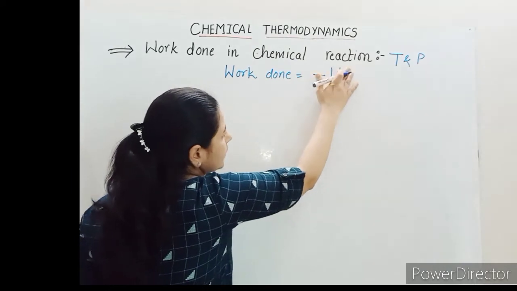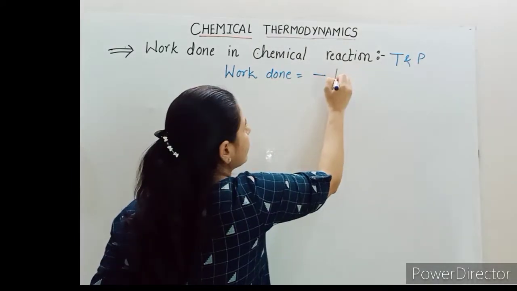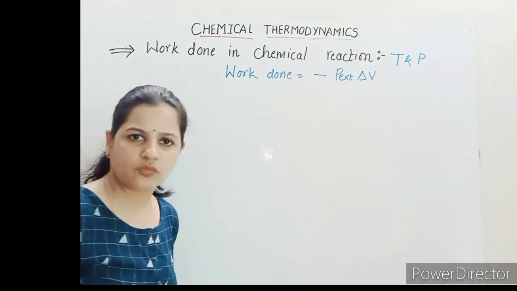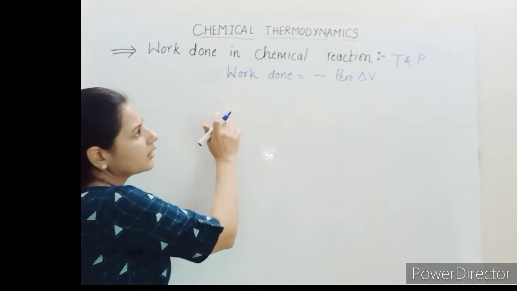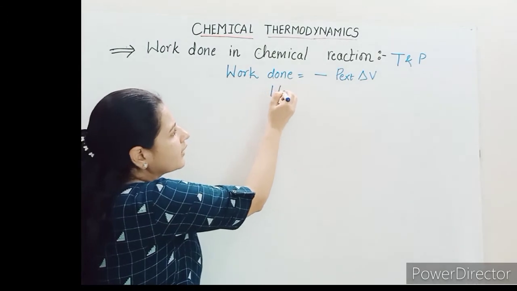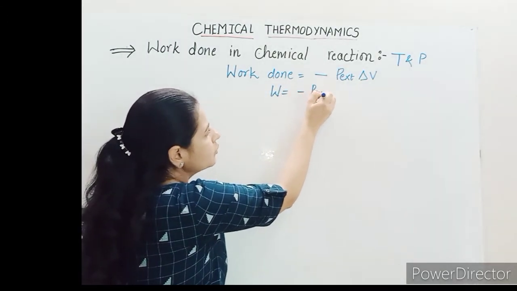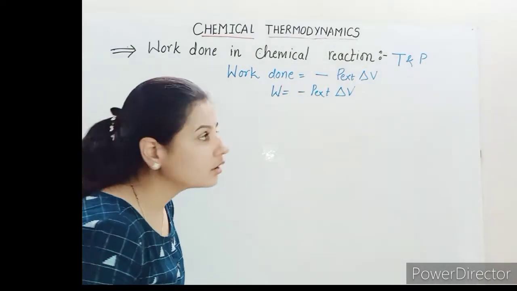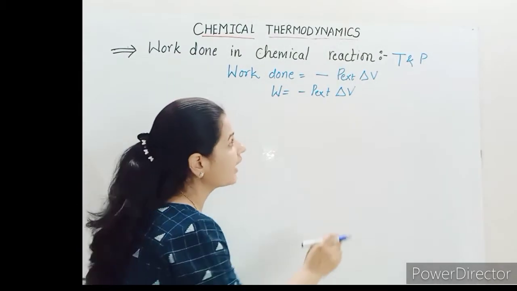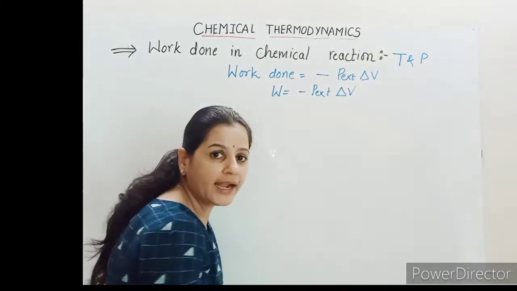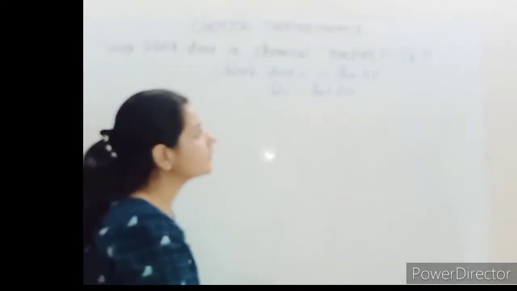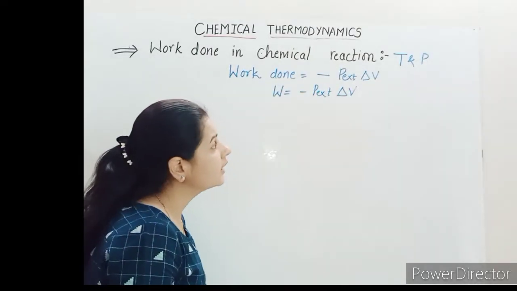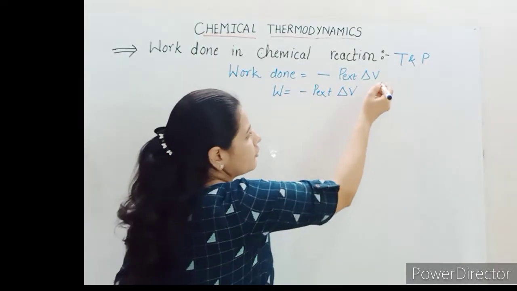minus P external into delta V. Yes, this we have already seen that the work done, any work done W is nothing but minus P external into delta V. Now since we are carrying out the chemical reaction at constant temperature and pressure, यहाँ पर हम क्या कर रहे हैं, रिएक्शन को कांस्टेंट टेम्परेचर और प्रेशर पे कैरी आउट कर रहे हैं.